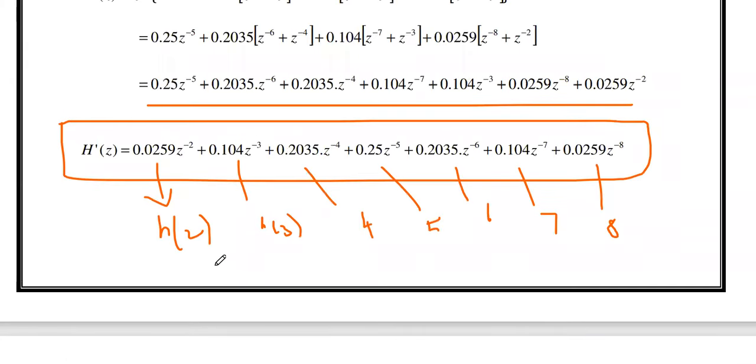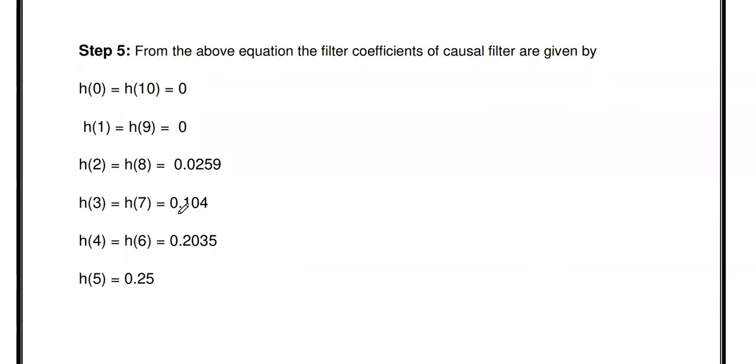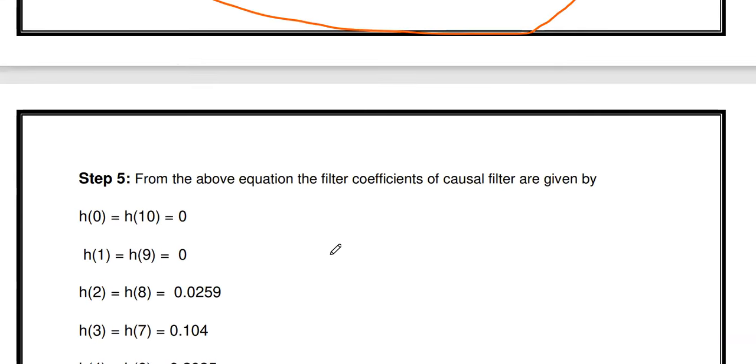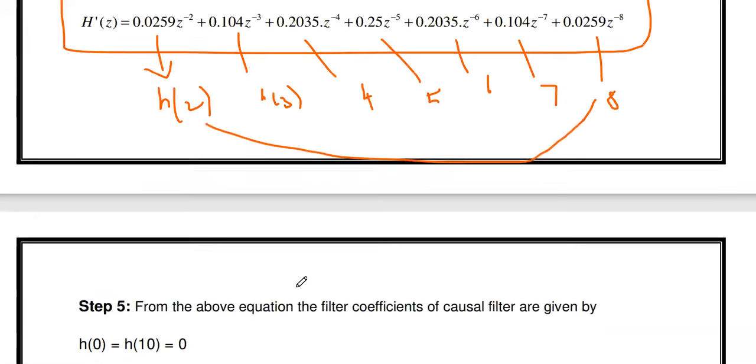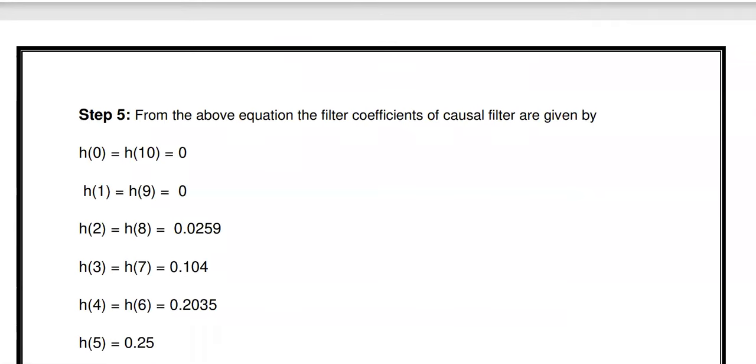You see that h of 2 and h of 8 both have the same value, 0.0259. Similarly, h of 3 and h of 7 are equal, 4 and 6 are equal. H of 5 is 0.25. So this is the filter coefficient. In this problem they are not asking to find the magnitude response, so up to this you just wind up the problem. We calculated the transfer function and the corresponding filter coefficients.